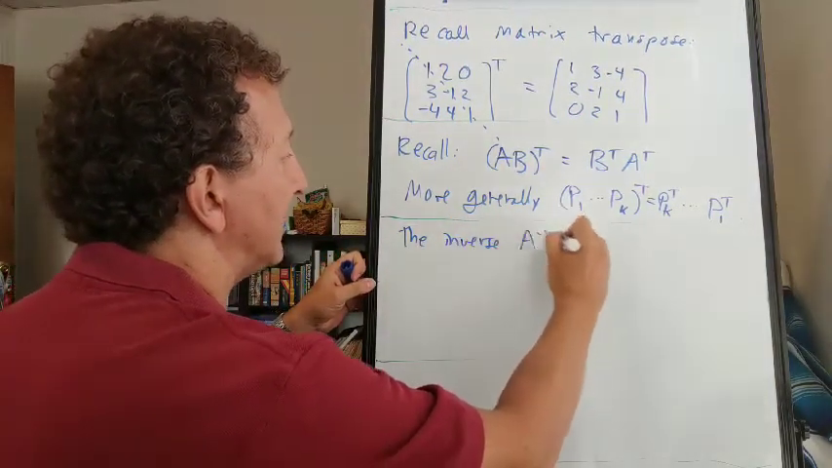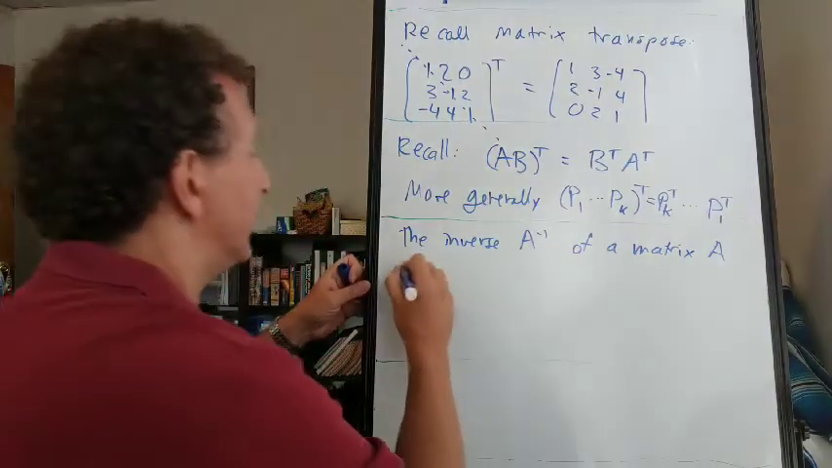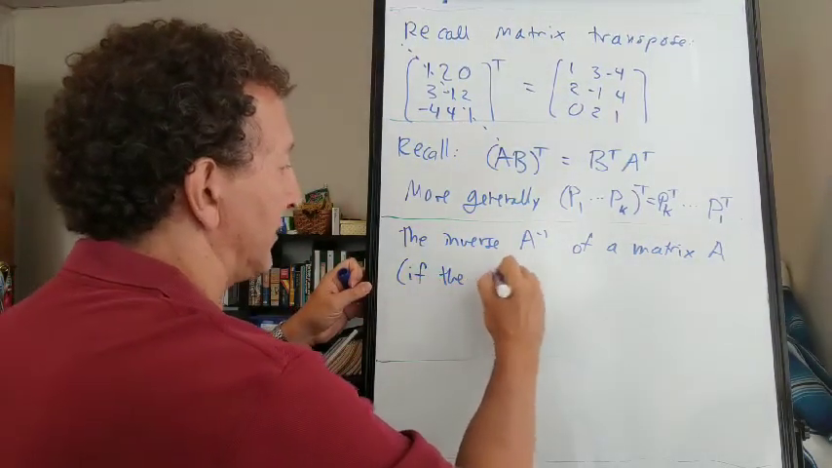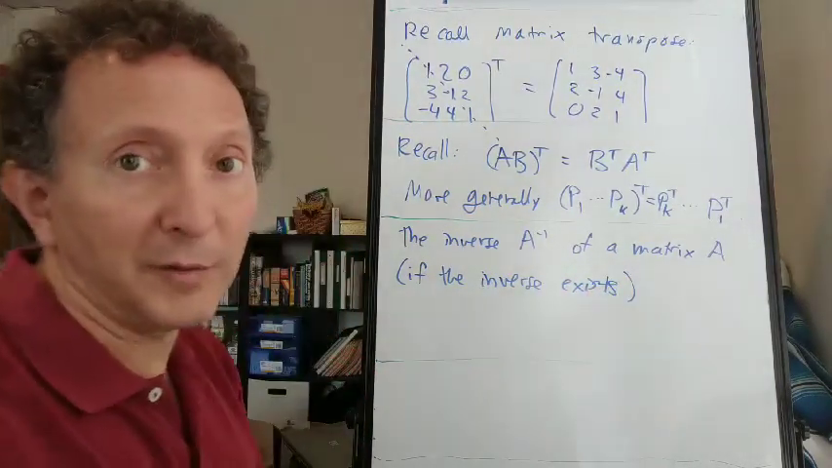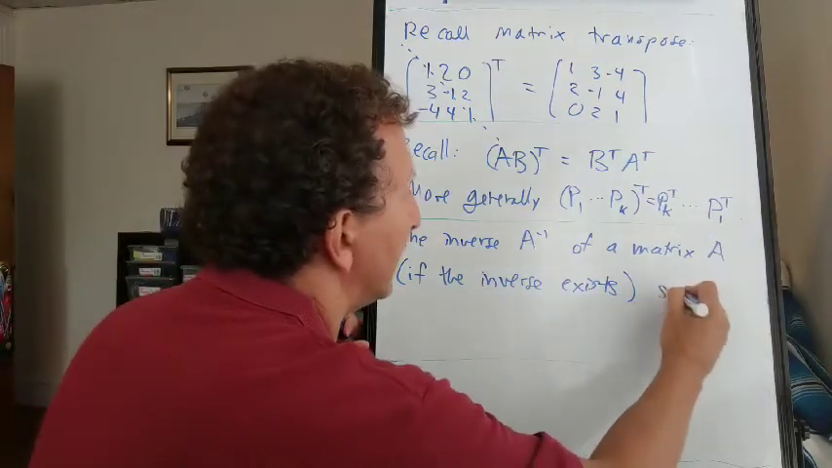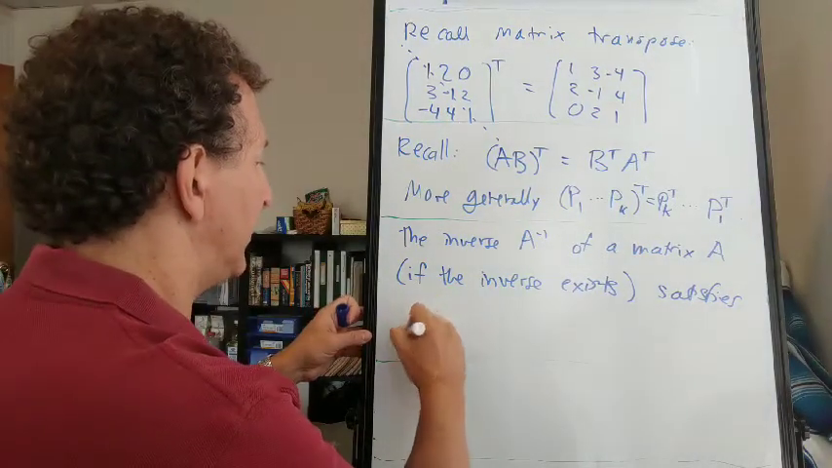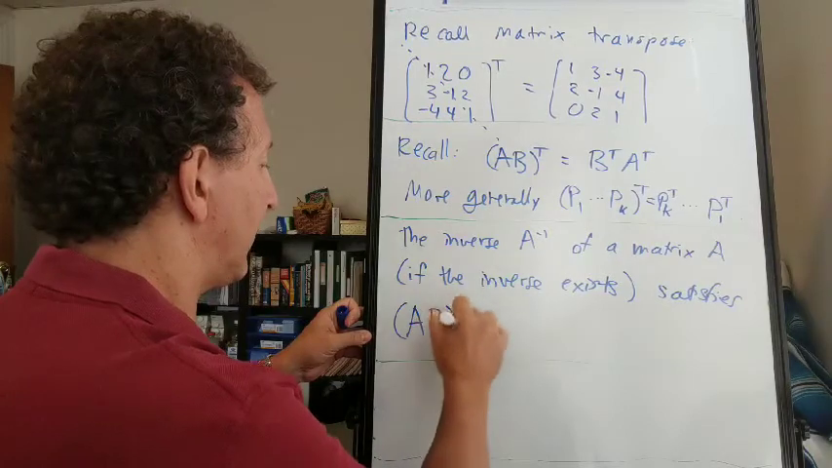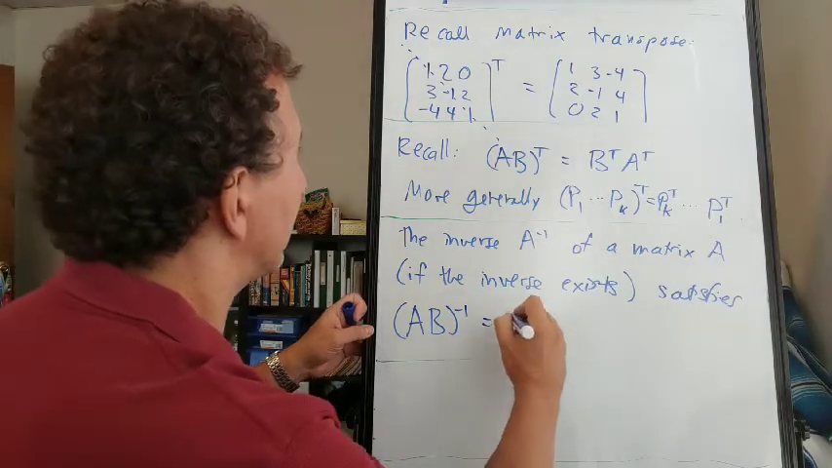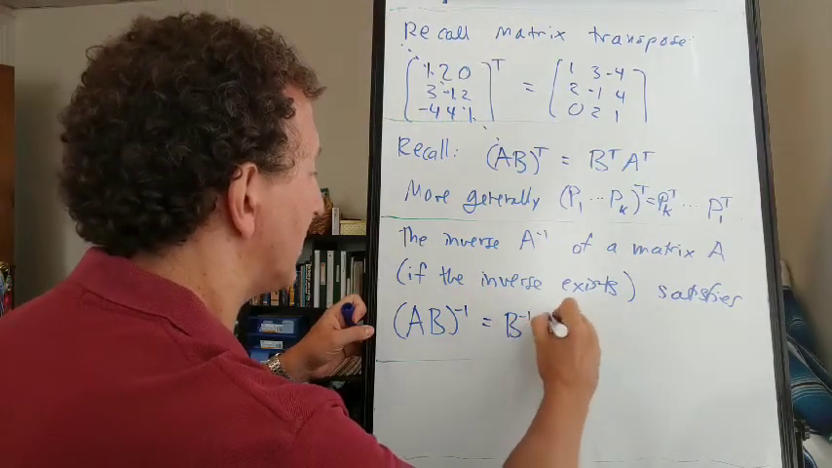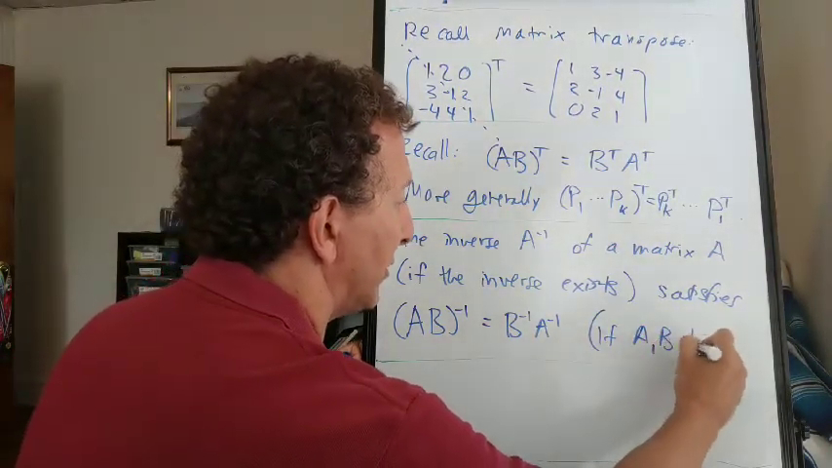So the inverse, A inverse, of a matrix A, if the inverse exists, and we know that not all matrices are invertible, satisfies similar properties. If we want to take the inverse of AB, it's the product of the inverses, in backwards order. That is, if A and B are both invertible.